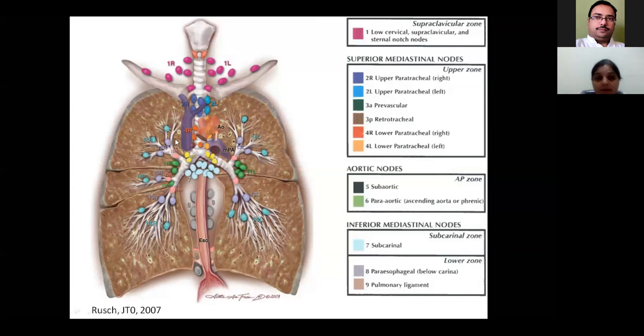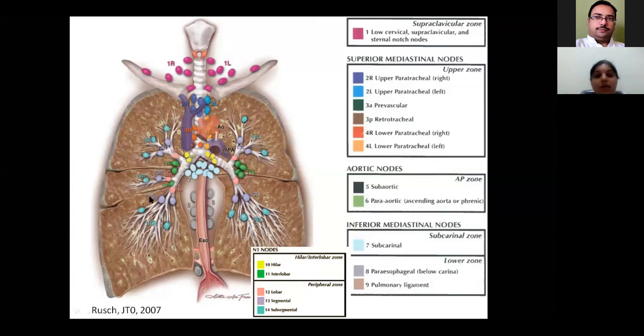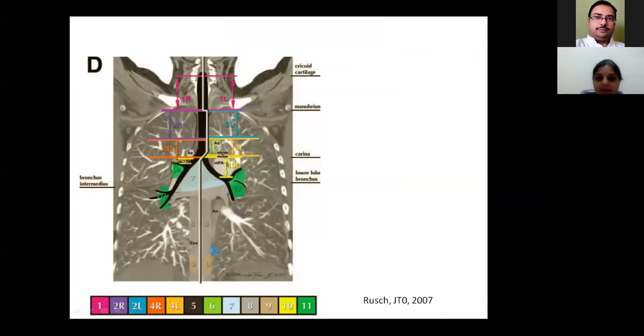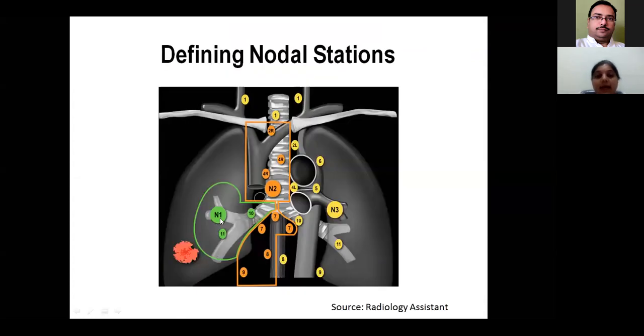And finally, you have a group of nodes which are located along the hilum, the interlobar, lobar, and subsegmental regions. All these groups of lymph nodes classify as N1 disease if the tumor is located in the ipsilateral lobe. Again, how do you define whether the lymph node station is ipsilateral or contralateral? This is a very good pictorial diagram. If you have a tumor located in the right lower lobe of the lung, and lymph nodes in the hilum or along the bronchus on the same side of the lung, then it is classified as N1 disease. So level 10 and level 11 would classify as N1.